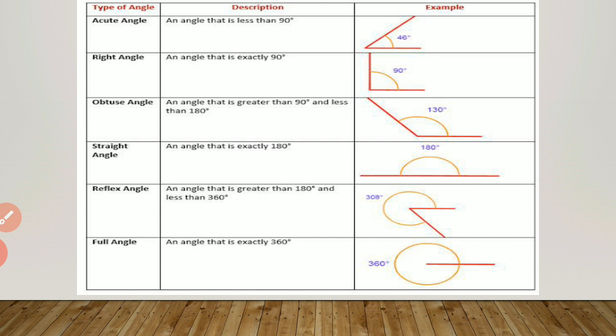Now I have given all the examples in detail. An acute angle is an angle less than 90 degrees. Then a right angle is exactly 90 degrees. An obtuse angle is more than 90 degrees but less than 180 degrees, that means 91 to 179 degrees. The straight angle is exactly 180 degrees. Then the reflex angle is an angle whose measure is more than 180 degrees but less than 360 degrees. Then the full angle is exactly 360 degrees.